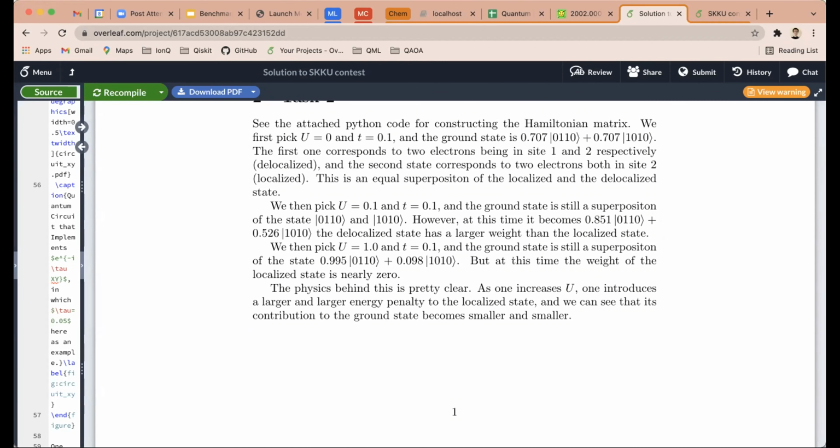And at this time, you can see that the weight of the localized state is nearly 0.